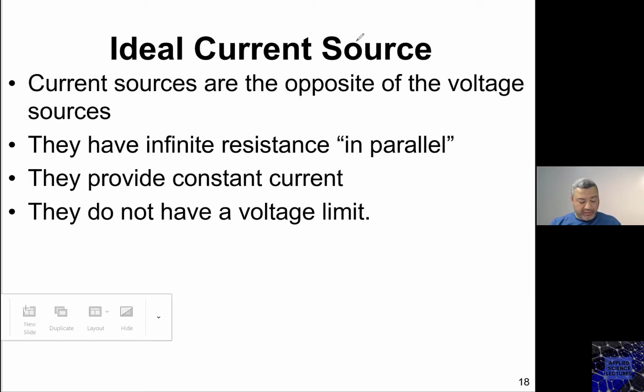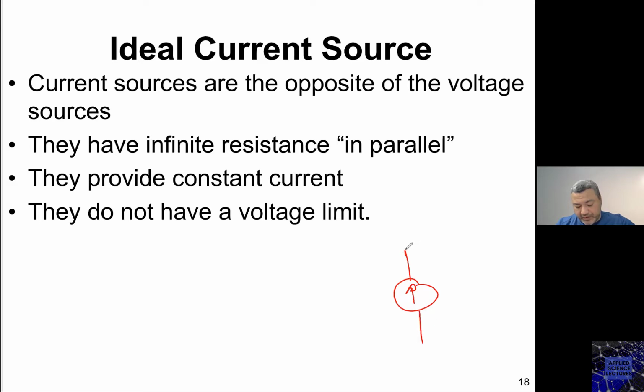Now, what about the ideal current source? The ideal current source is represented by this circular shape with an arrow that defines that this is a current source. This is a source that generates a constant current. Now, being non-ideal is basically represented as the following.